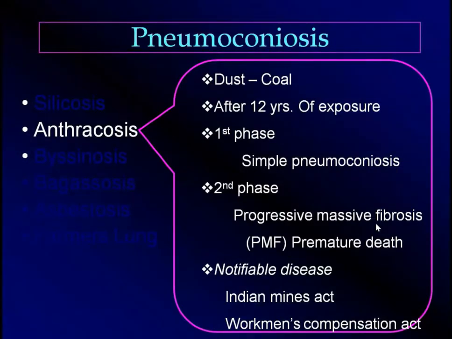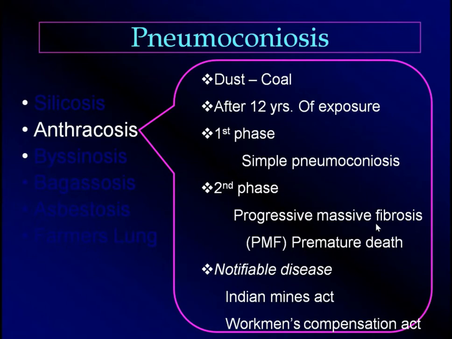Usually it takes up to 12 years of exposure for the disease to appear. It is of two types. The disease appears in two phases. In the first phase, it appears like a simple pneumoconiosis, and gradually it enters the second phase, where it appears like progressive massive fibrosis, and then it leads to premature death. So these two phases are important.